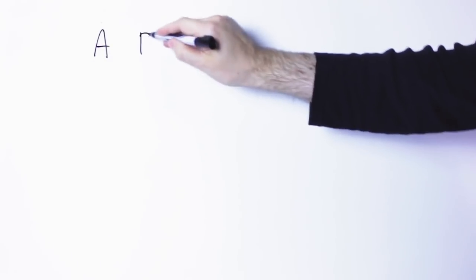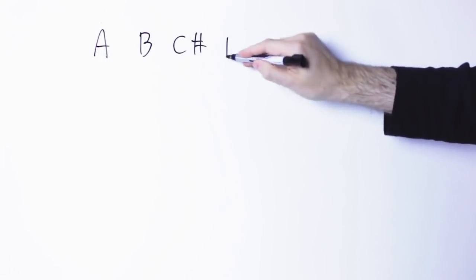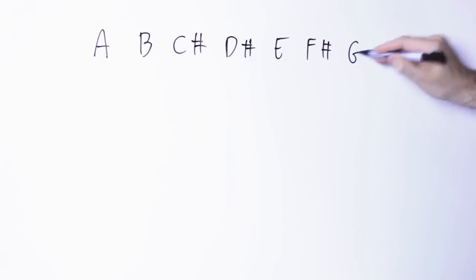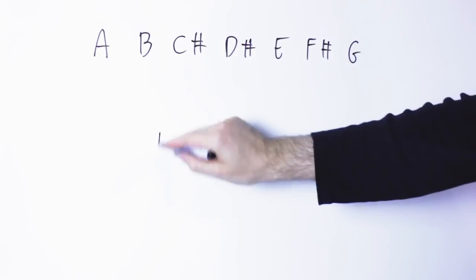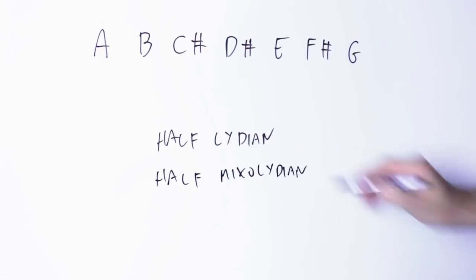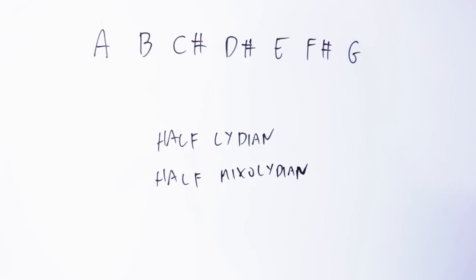The notes of this scale in the key of A are A, B, C sharp, D sharp, E, F sharp, G. An interesting characteristic of this scale is that it is half a Lydian scale and half a Mixolydian scale. Indeed, this scale has the D sharp, the sharp fourth of the Lydian scale, and it has the natural G, the flat 7 of the Mixolydian scale. So it's kind of a hybrid between those two scales.